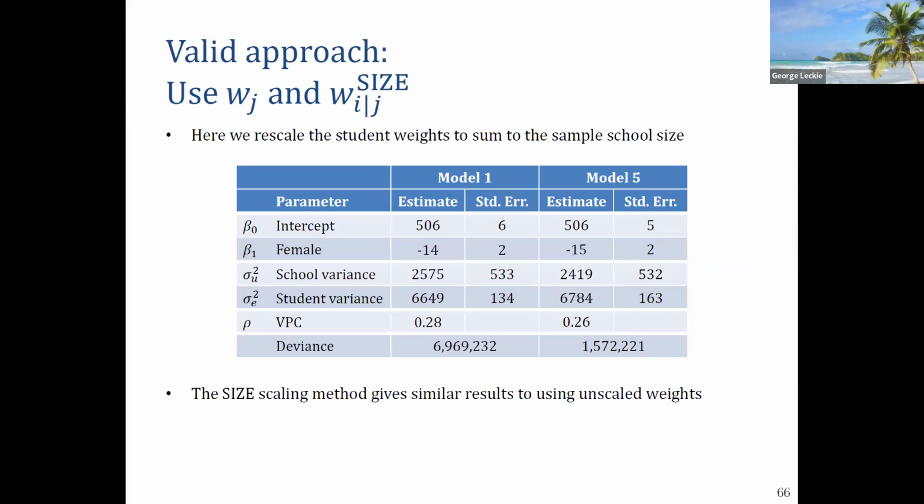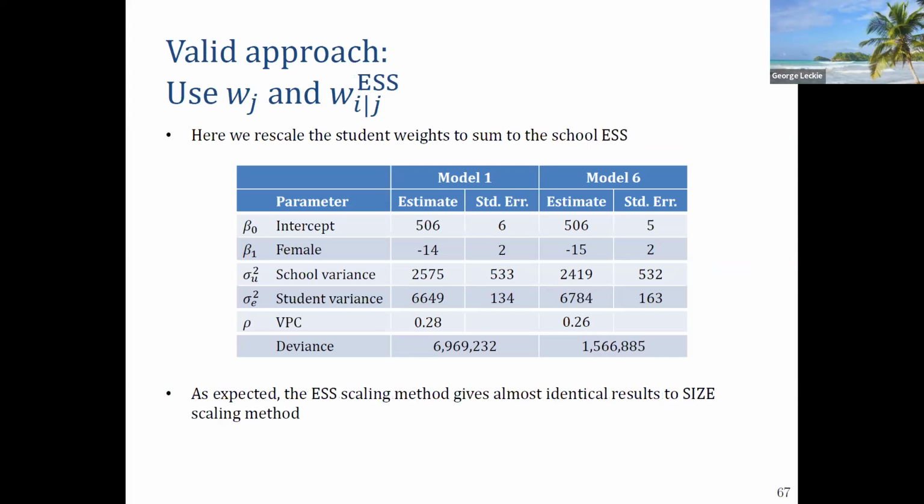So the VPC, which was moving around a lot earlier with the dodgy methods, is stable now. Deviance is much bigger, but we know that's not an issue, it's just larger weight numbers. The point estimates are similar, and standard errors are kind of similar. This one's a bit bigger, but that's okay. Which means model 6 is going to be similar to model 5.